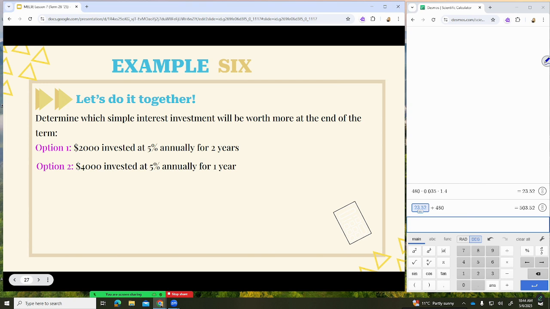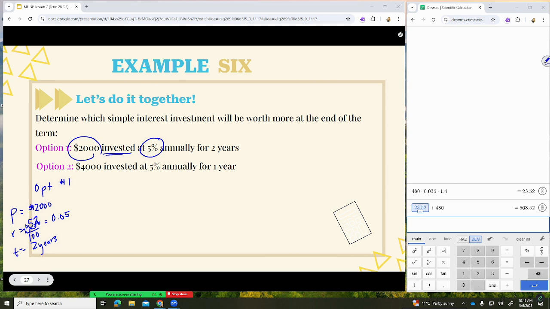We need to identify, so option 1, P, our principal, that's that amount that's invested, is $2,000. R is our interest rate, 5% expressed as a decimal. So we do 5% divided by 100. We get 0.05. And time has to be in years. It's already in years. It says 2 years.